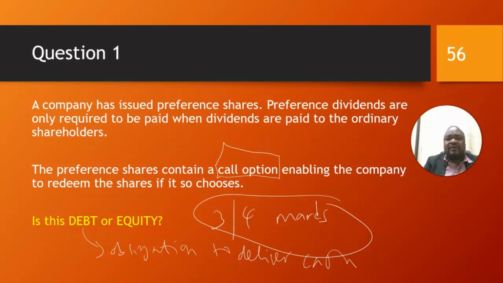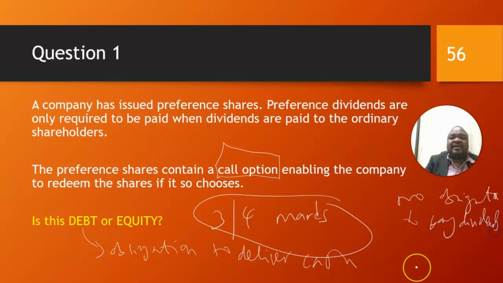Then you ask yourself, was there some obligation? You can see that there is no obligation to pay dividends. If you are somebody who is not paying attention to detail, you might simply rush and say, oh, preference shares and they are redeemable, therefore this is a liability. But the redemption here is not forced. It is subject to the company's choice. The dividends are not forced. It only pays them when it so desires. So there is no obligation.